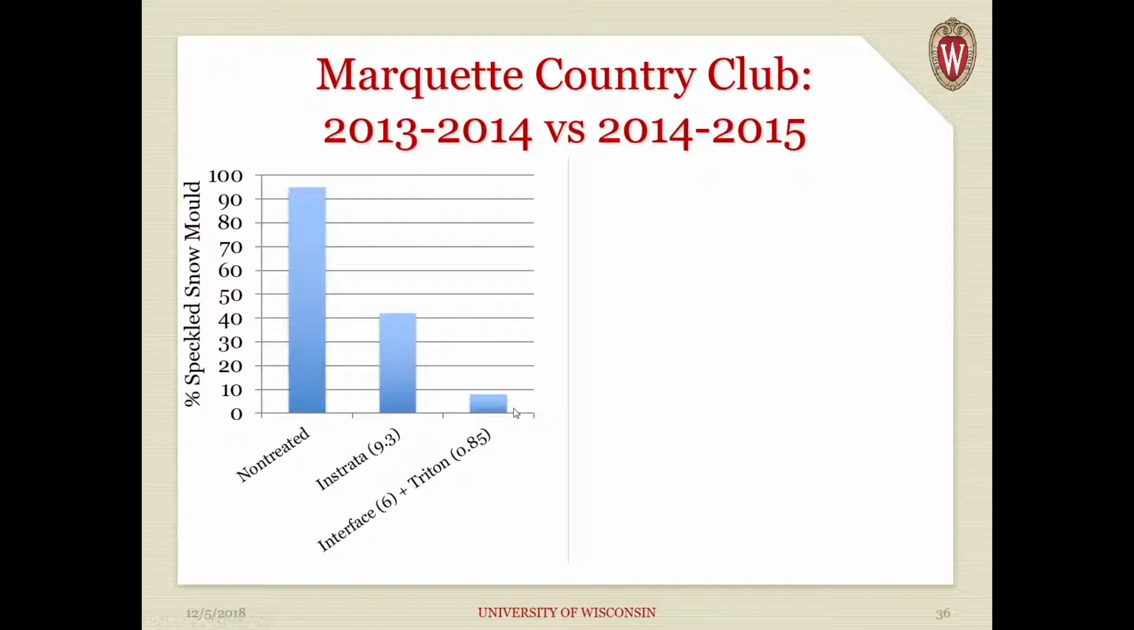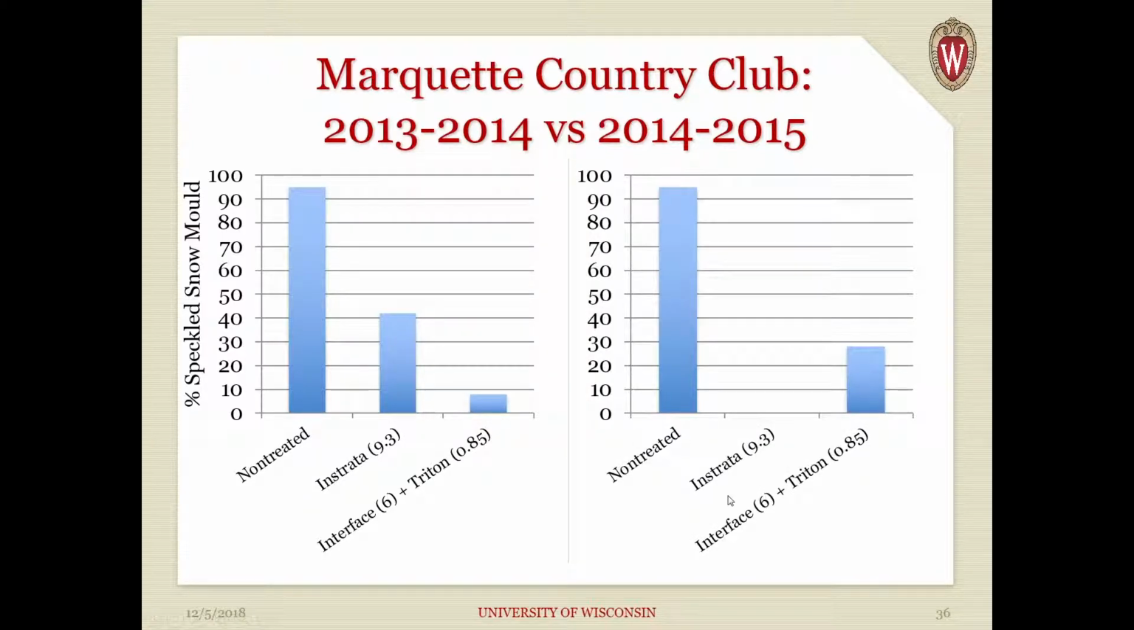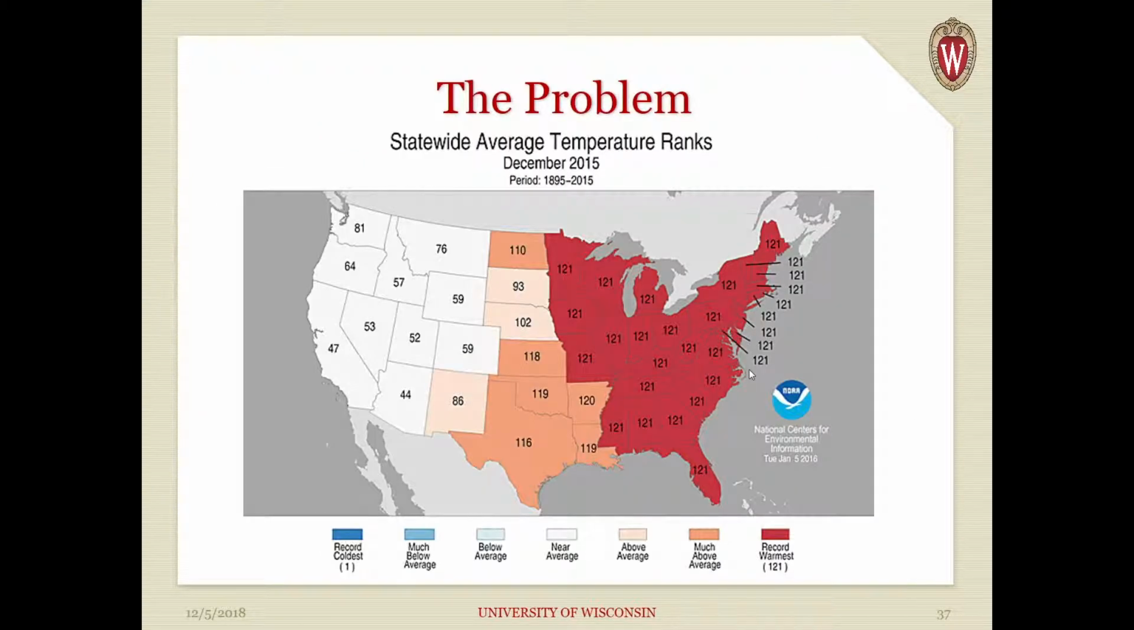Now, if we go to the very next winter, we see the exact opposite happen, right? Same rates, same products, Instrata performing extremely well, and Interface and Triton not performing as well. So this year, obviously, 2014-2015, Syngenta was happier, Bayer was less happy. The point is not to highlight Syngenta's happiness or Bayer's happiness. It's that good products sometimes just don't work as well as we expect them to. And it's not because they're bad products. It's because we expect a lot out of these products, right? We typically apply them in late November, early December, and earlier in some cases. And we want them to last until April. That's a long level of expectation.